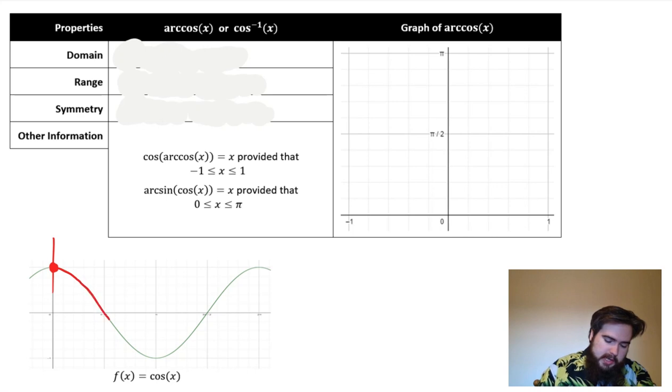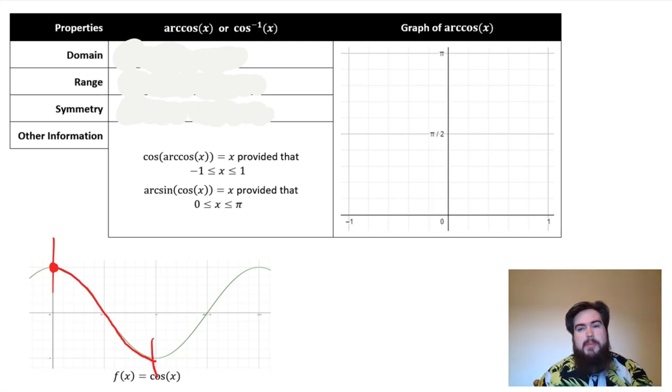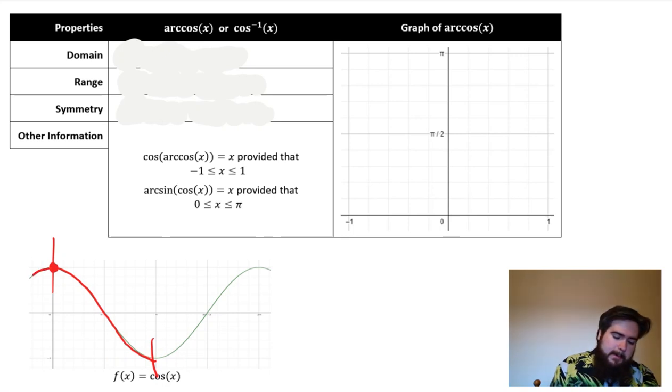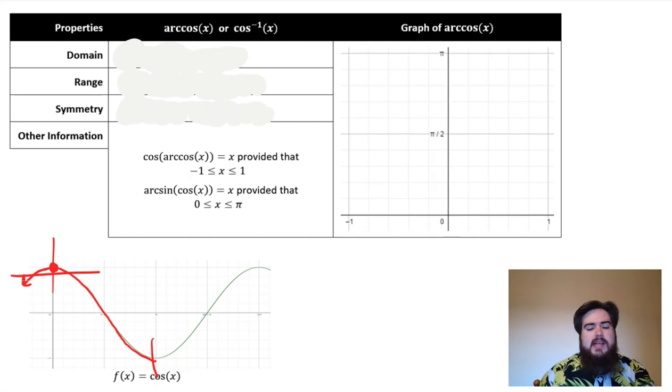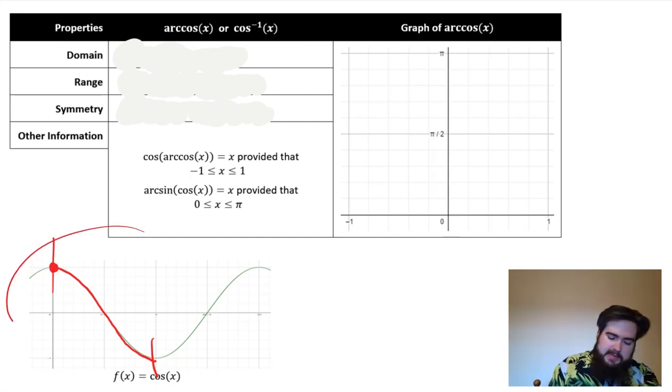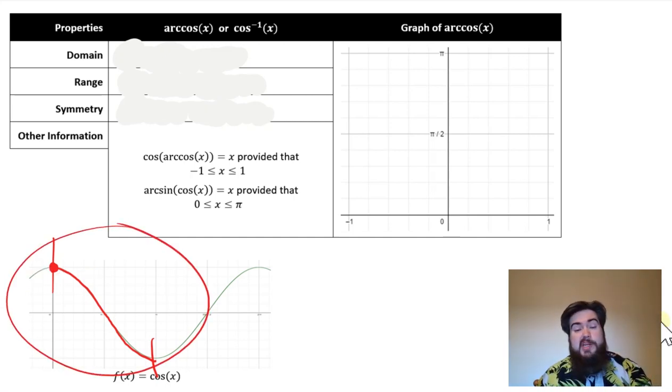So far, so good. I can keep going through pi halves. But once I get to pi down here at the bottom, if I go any further than that, then I'm going to fail the horizontal line test. That is also true if I were to go any further backwards from where I started. I will fail the horizontal line test, meaning that this is as much as I can really use for inverse cosine of x.